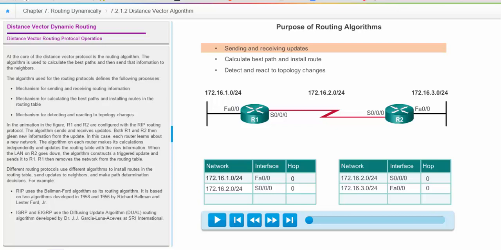Different routing protocols use different algorithms to install routes in the routing table, to send updates to the neighbors, and make path determination decisions. An example of this is RIP uses the Bellman-Ford algorithm as its routing algorithm. It's based on two algorithms developed in 1958 and 1956. And then IGRP and EIGRP use the diffusing update algorithm, or DUAL.